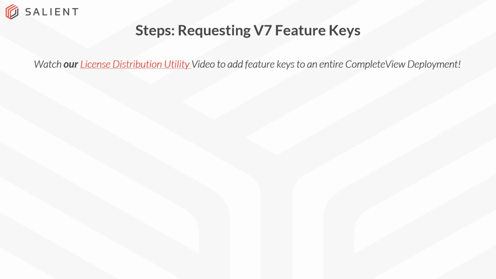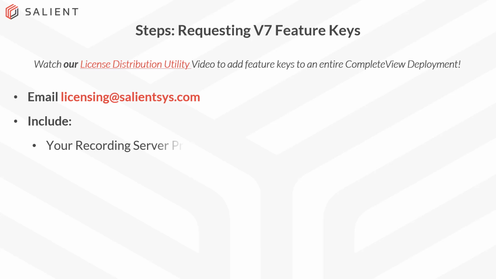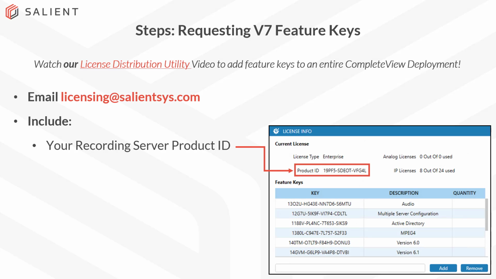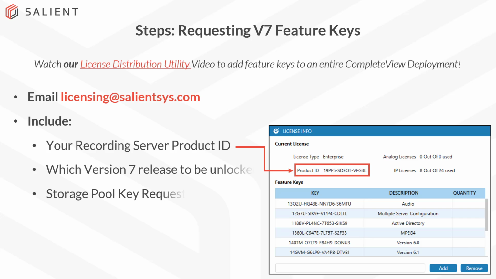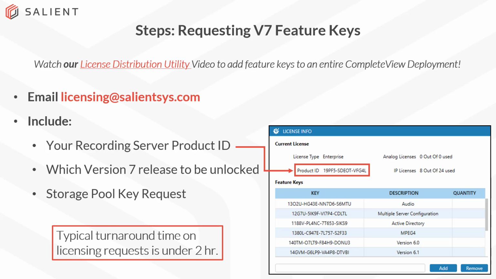Now, to get your feature keys for a version 7 upgrade, send an email to licensing@salientsys.com. In that email, include your recording server product ID and request keys to unlock the version 7 release you're upgrading to and for storage pools. Typical turnaround time on feature key requests is usually under 2 hours, but key requests for all servers in a large deployment may take longer.